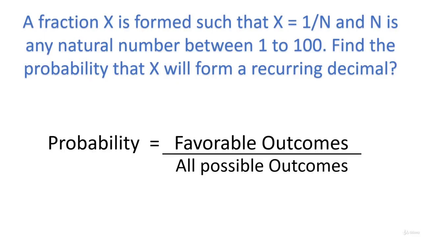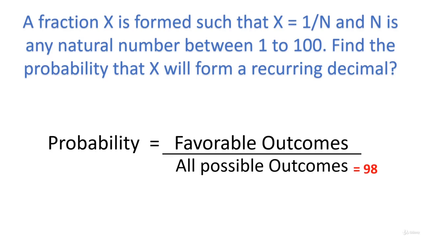Now, a fraction is to be formed such that x is 1 by n, okay, the fraction, and n is any natural number between 1 to 100. From 1 to 100 there are basically 100 numbers. Between them you don't take 100. So basically 98 numbers are remaining. So all possible outcomes are basically 98, as simple as that.